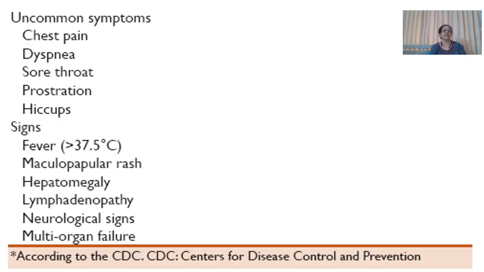Some uncommon symptoms like chest pain, dyspnea, sore throat, prostration, as well as hiccups are observed. So high-grade fever, that is more than 37.5 degrees Celsius, maculopapular rash, hepatomegaly, lymphadenopathy, neurological signs such as mental confusion, coma, multi-organ failure. These are some uncommon symptoms. And this list of symptoms is according to the Centers for Disease Control and Prevention.